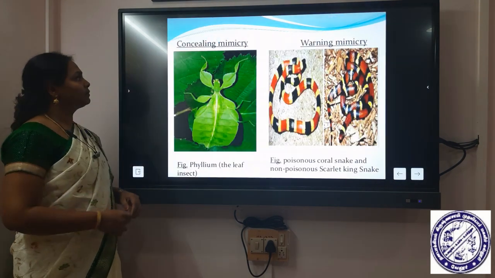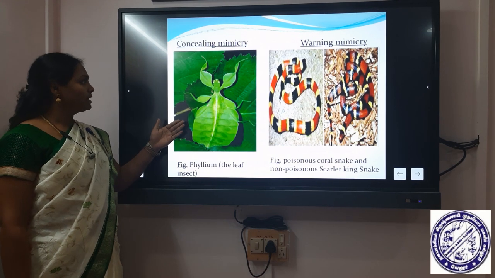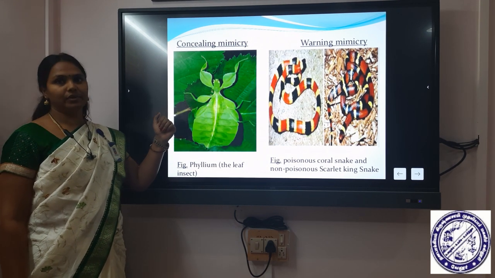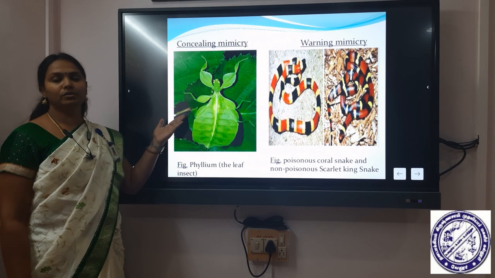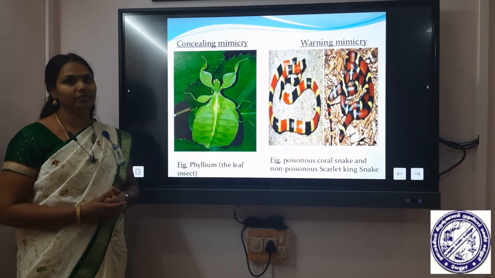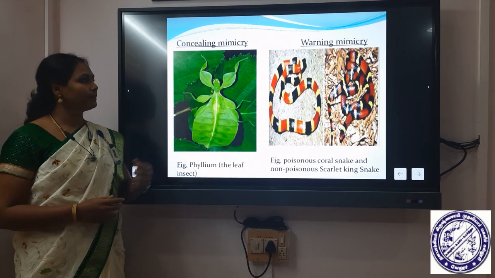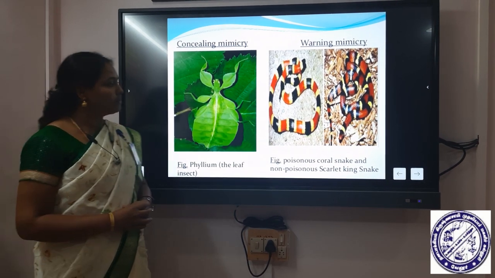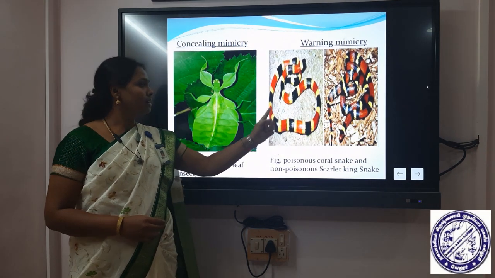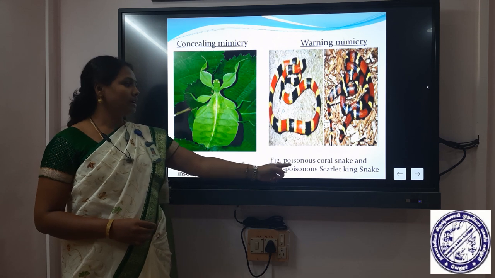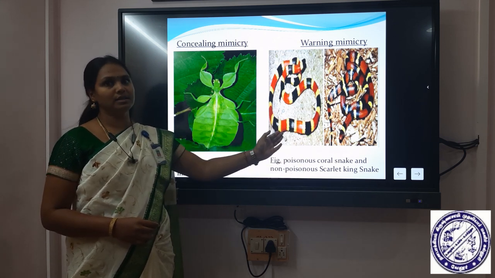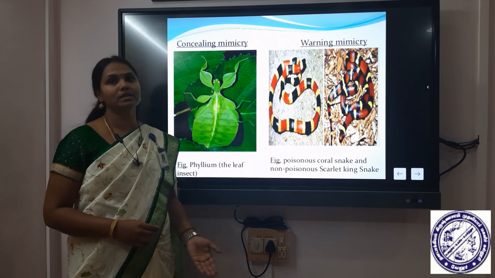Here you can see the pictures where you can see this Phyllium, which is a leaf insect. It resembles the leaf. So when it is on the leaf, it is very difficult to differentiate between the insect and the leaf. Thereby it gets protection. Here in warning mimicry you can see the non-poisonous scarlet king snake resembles exactly like the poisonous coral snake. So by resembling the coral snake, it is getting protection from its predators.